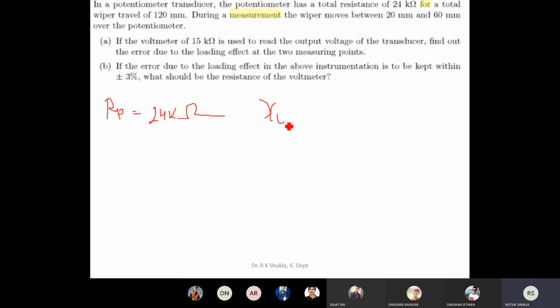Xt is given by 120 mm. During the measurement, the wiper moves between 20 mm to 60 mm. This is the movement. The wiper is moving from 20 to 60. It means the total wiper travel is 40 mm. This is the wiper motion.